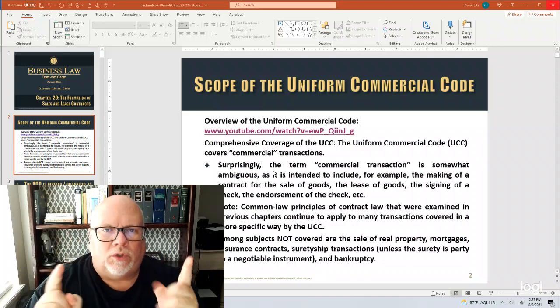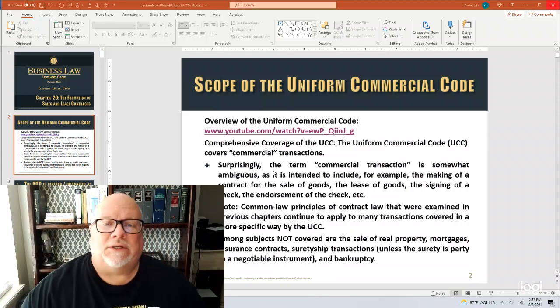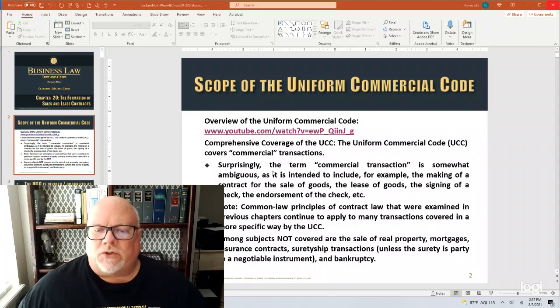Okay, so in just a minute we'll go over what types of transactions the Uniform Commercial Code covers, but you need to be familiar with the Uniform Commercial Code because when you're doing business, this is going to govern your transactions and you're going to have to follow it. So you might as well be on the front end of it so you don't have problems on the back end of the transaction.